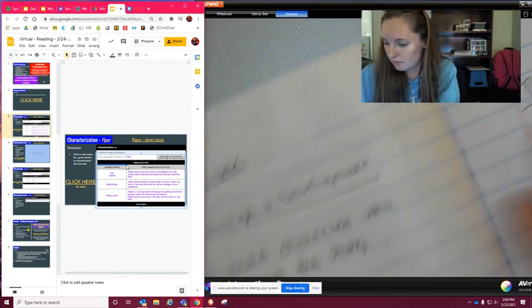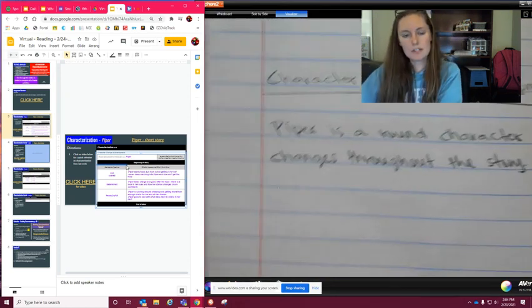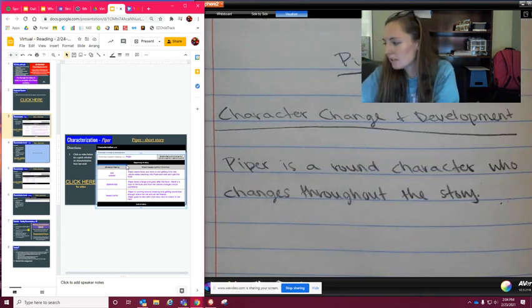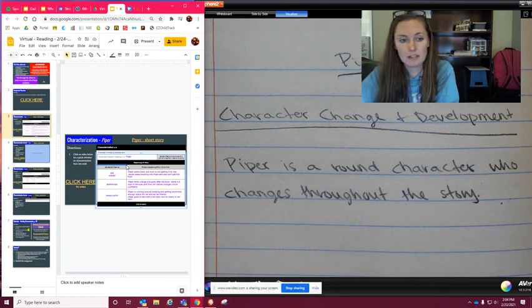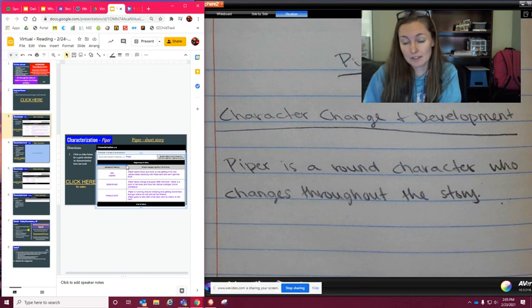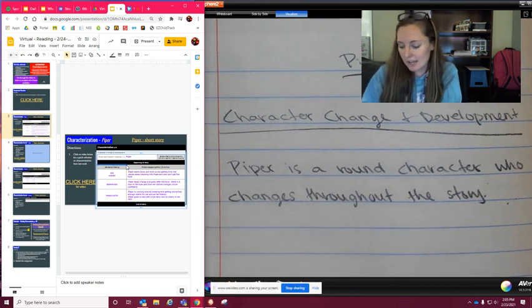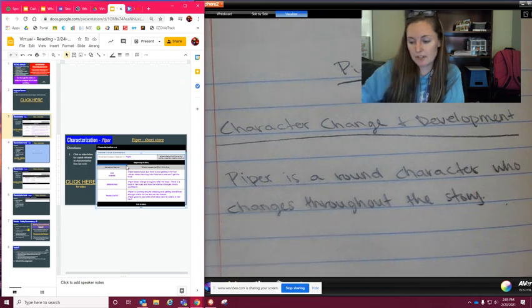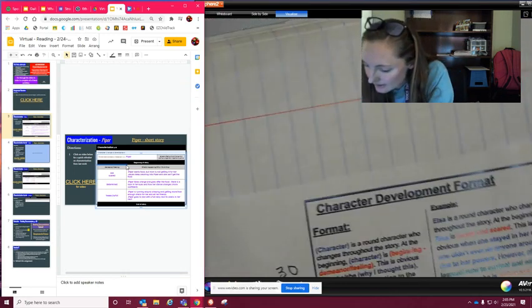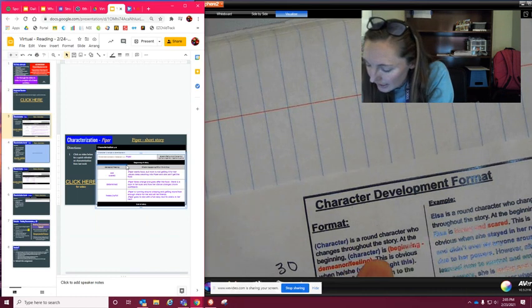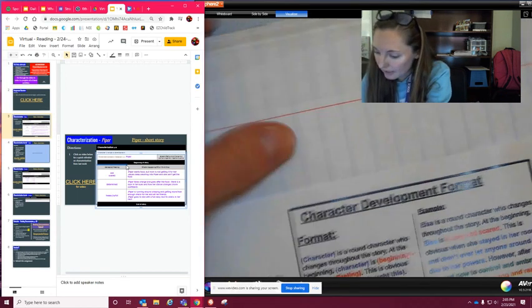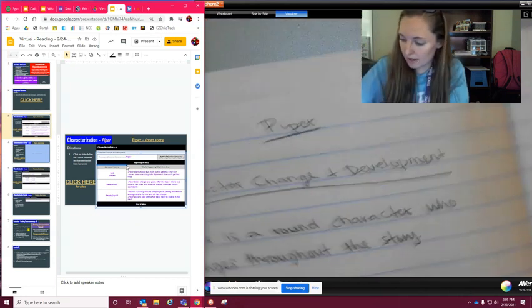Okay, oh gosh, I just broke the lead. All right, so here is my first sentence. Piper is a round character who changes throughout the story. So again, all I'm doing is I'm taking most of this from page 30 for the format that's there, okay? All right, so that's my first sentence. My second sentence says, at the beginning, comma, character is, so I'm going to go ahead and write that.